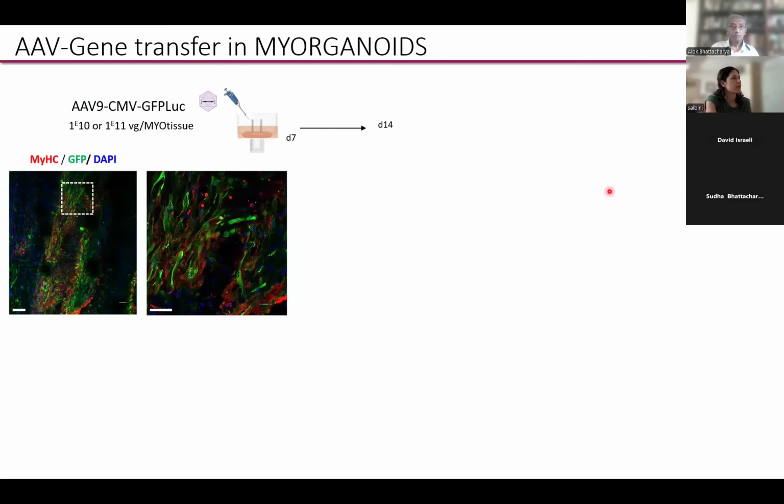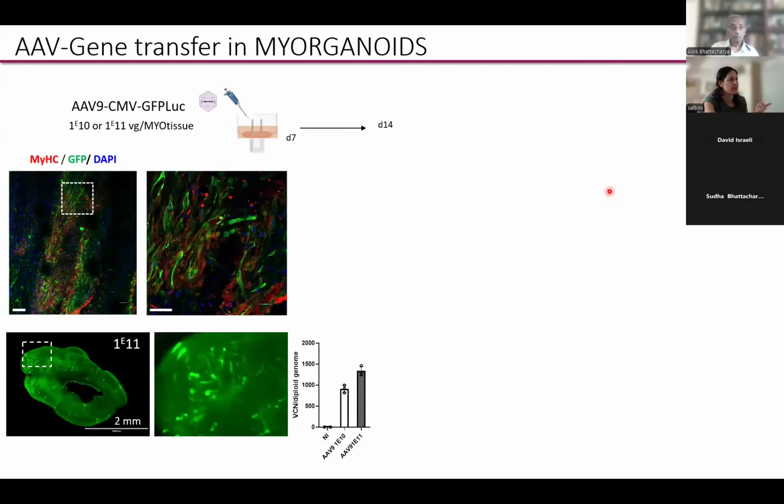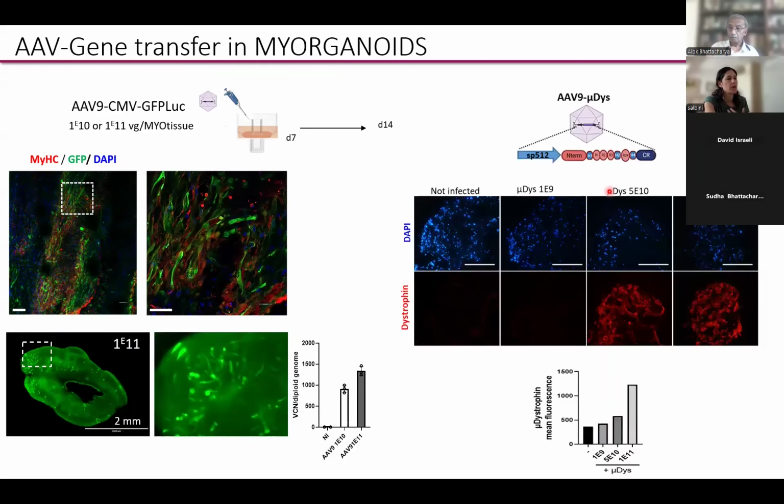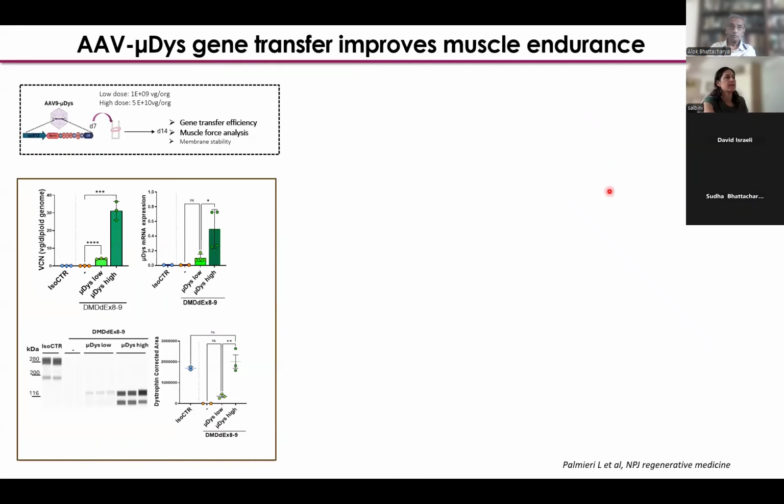Here is just a reporter system where we can see the efficient infection of the muscle organoids with AAV. This is just a reporter system. You can see that AAV can be delivered very well in the organoids. And here we used different titers to identify a low versus high dose, for example.